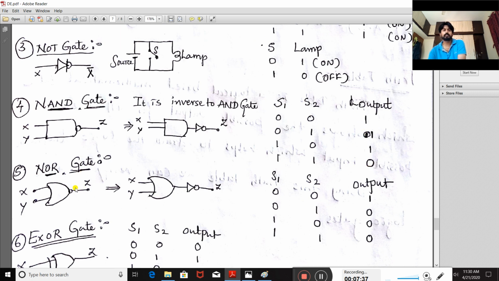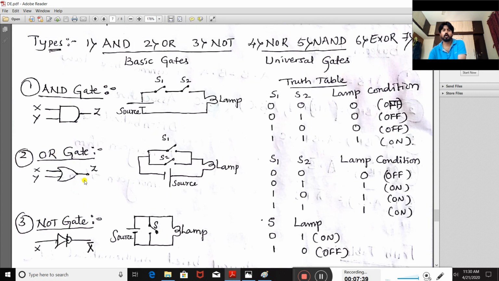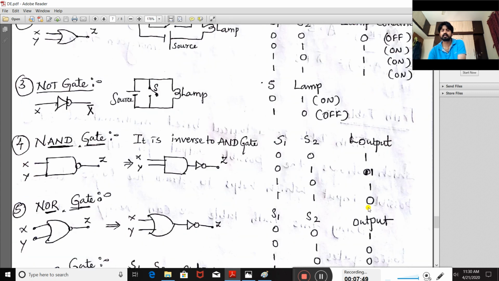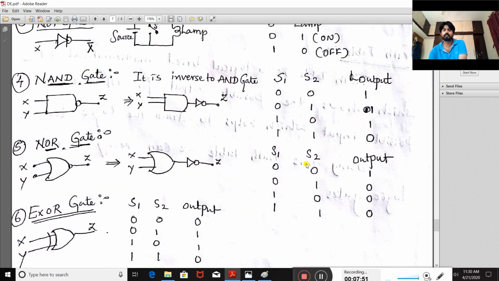And the NOR gate is also exactly opposite to the OR gate. The OR gate says if and only if both the inputs are 0, the output is 0, otherwise it is 1. But the NOR gate is exactly opposite. If and only if both the inputs are low, the output is high, and for other cases it will be 0. This is the NOR gate.